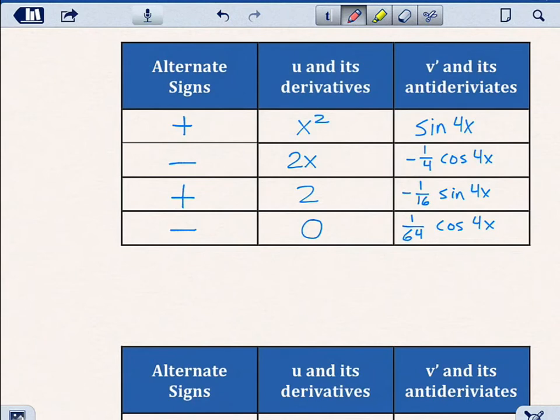And then we want to follow our arrows. So apply the positive to the x squared, and then multiply the x squared by v, which is right there. And we'll follow these arrows all the way across. And now we can come up with our final answer. And we can put all this in order.